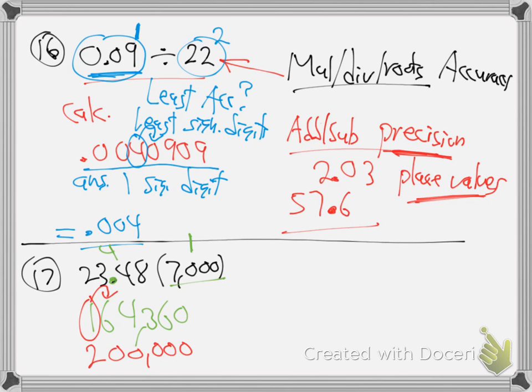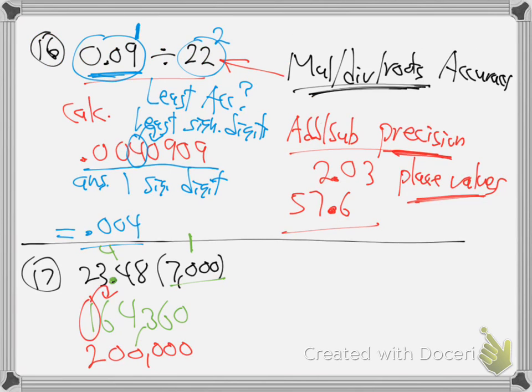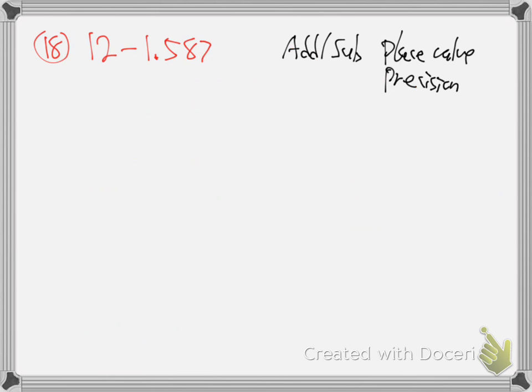All right, so I'm going to go to 18 if we're good on that. Now 18, 12 minus 1.587. Now notice, this one is not multiplying, dividing. It's add, subtract. And add, subtract is all about place value. So it's precision. Remember, that's really important. Multiplying, dividing, or roots, all that other stuff is accuracy. Add, subtract is about precision, place value. So go ahead and hit the buttons on your calculator. I'm getting 10.413.